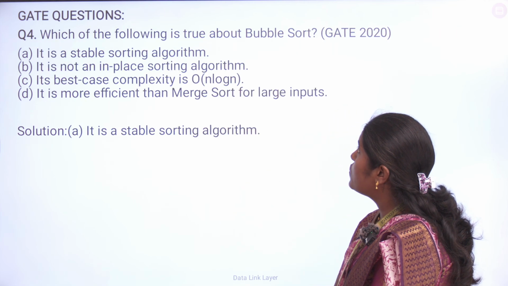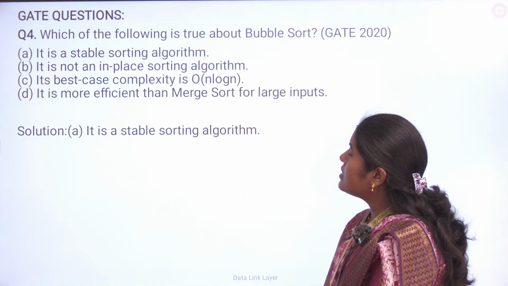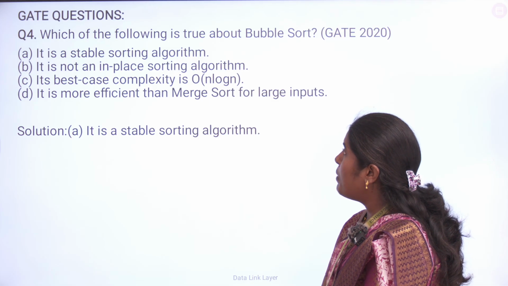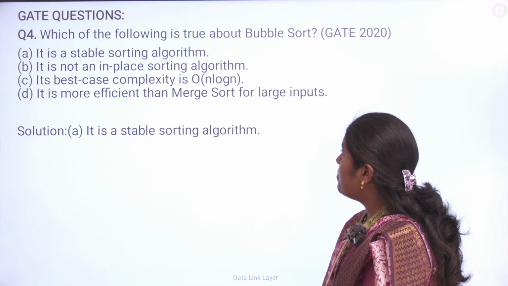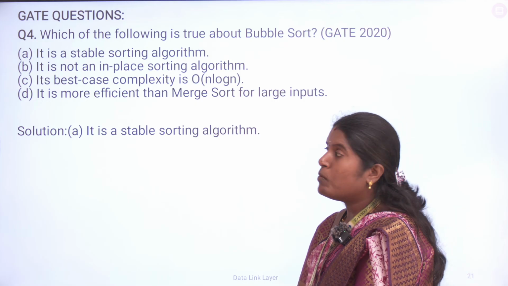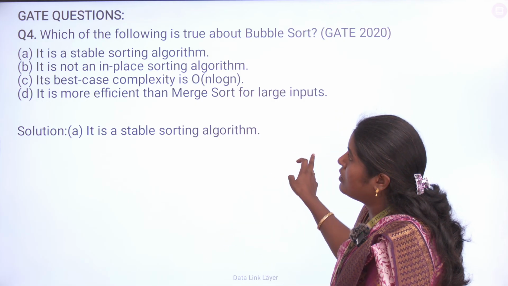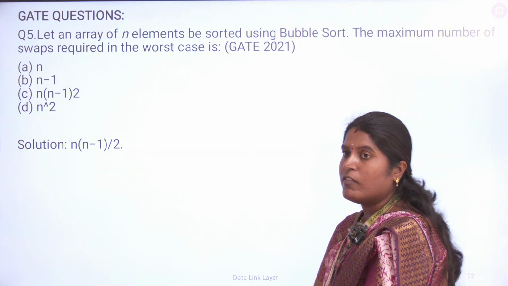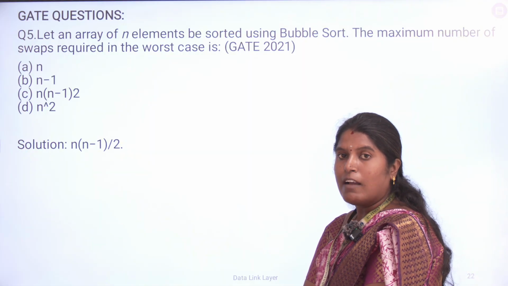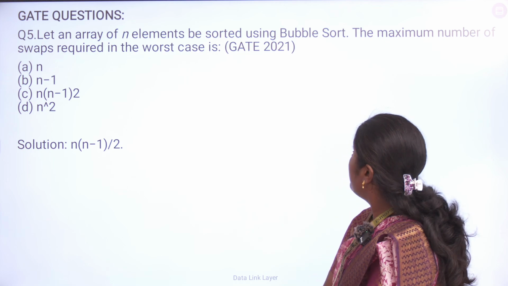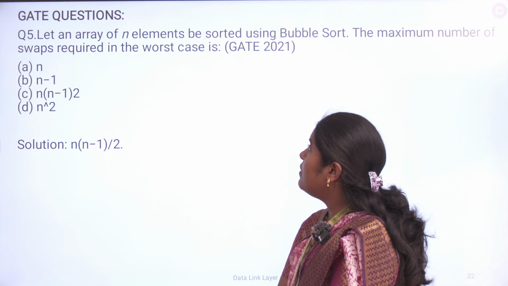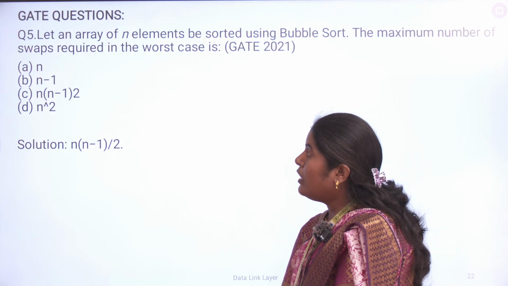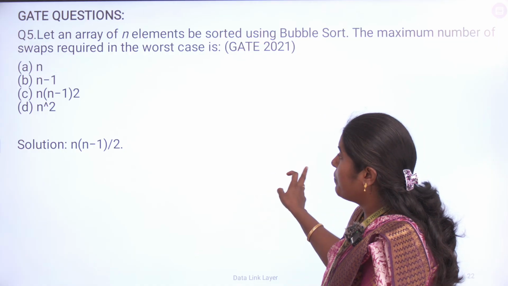Fourth question: which of the following is true about bubble sort? The options are: it is a stable sorting algorithm, it is not an in-place sorting algorithm, its best case complexity is O of n log n, it is more efficient than merge sort for large inputs. The correct option is A, because it is a stable sorting algorithm. Fifth question: let an array of n elements be sorted using bubble sort. The maximum number of swaps required in the worst case is n into n minus 1 divided by 2.